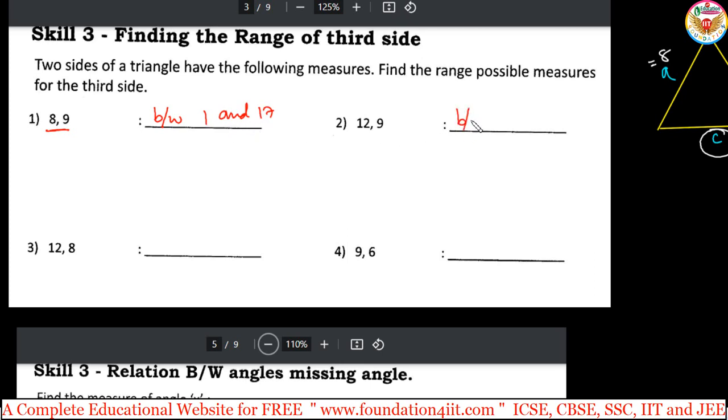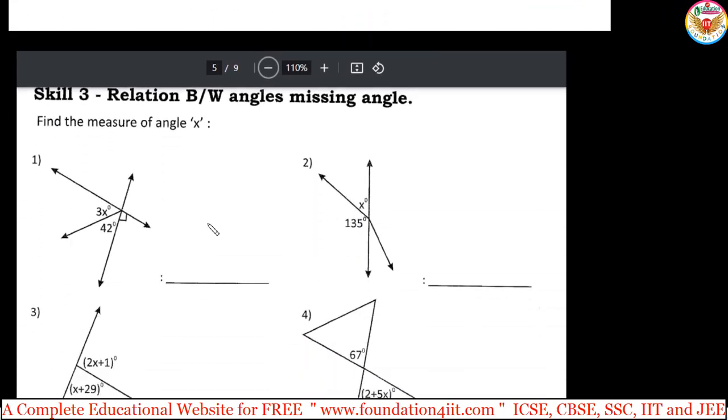So here the difference is 3 and the addition is 21, right? Okay, so that is the rule for the third side. The sum of the two sides is greater than the third side, and the difference of the two sides is less than the third side. That only I applied in this.